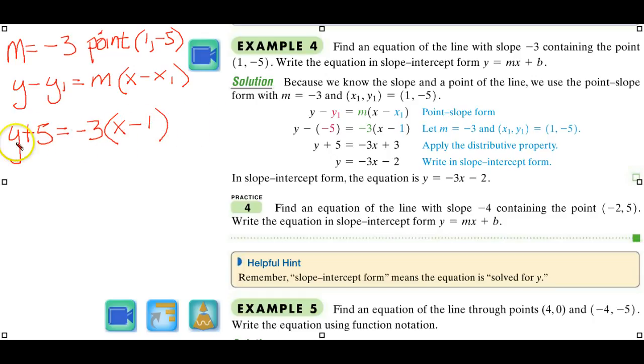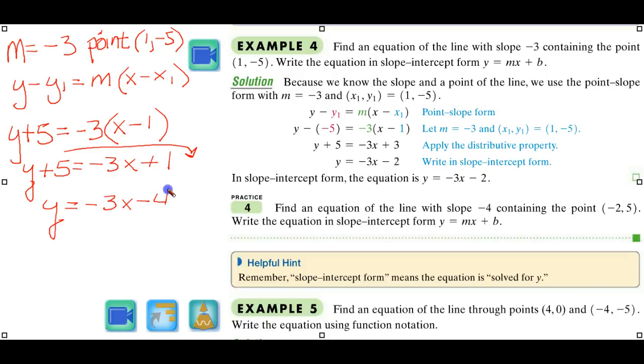Now we solve again for y. After clearing, y plus 5 equals a negative 3x plus 1. Now we're going to take our positive 5, transpose it. On this side it becomes a negative 5. So we have y equals a negative 3x minus 4.